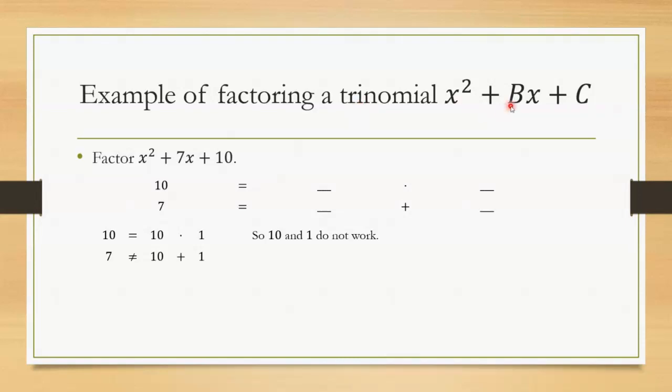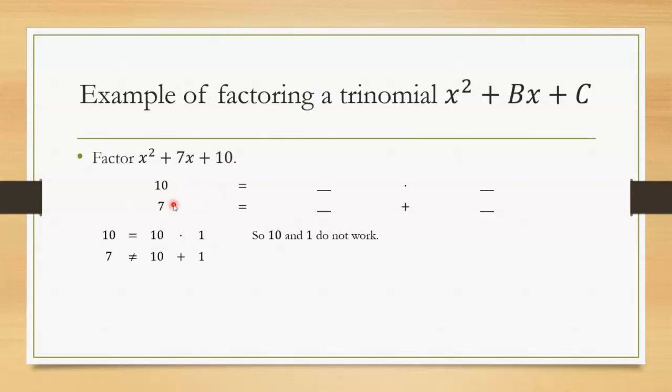So we have x squared plus bx plus c. We have this kind of trinomial, 3 terms, right? Degree 2, leading coefficient 1. So we want two numbers whose product is 10 and whose sum is 7. Product 10, sum is 7.